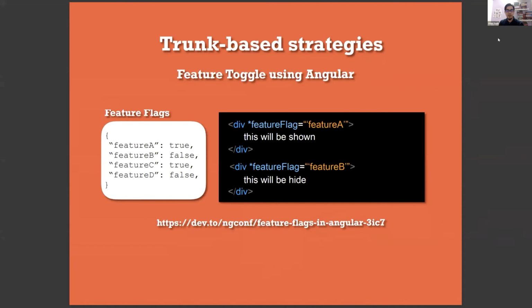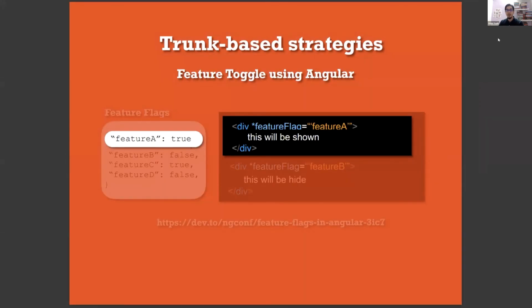Right? So this is an example of the code. The left side is an example of the feature flag, which is just a simple Boolean value, true or false. And the right side, the black spot, is an example of how to use the feature flag directive. For example, if we toggle feature A to true, then this will be shown to the one who views your app.